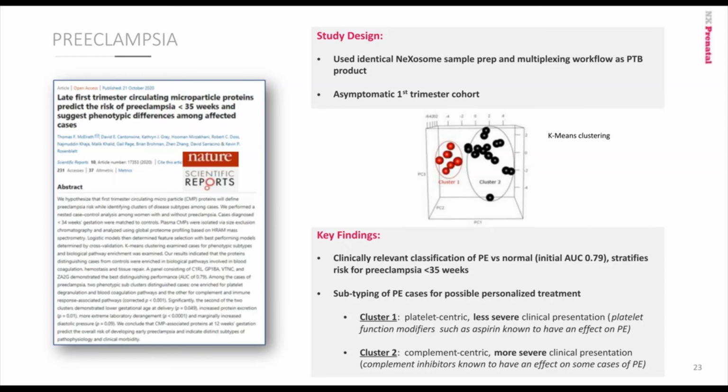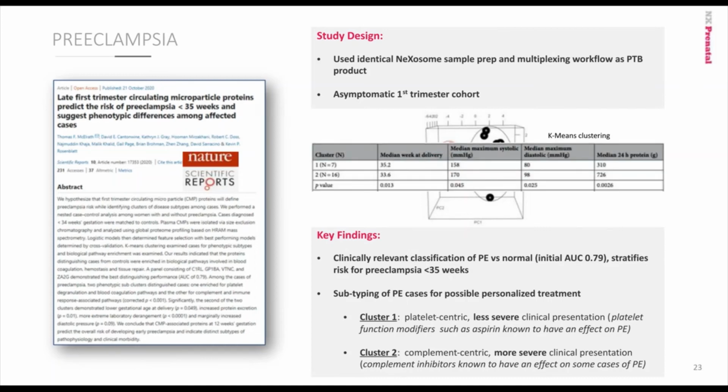The takeaways from the study are, first of all, a clinically relevant set of markers that can stratify patients for preeclampsia, specifically preeclampsia before 35 weeks. More interestingly, these markers can stratify for more severe clinical presentations. For example, the mean blood pressures are higher in cluster group 2, and that group also has higher 24-hour urine protein values. Both of these are classic definitions of preeclampsia.